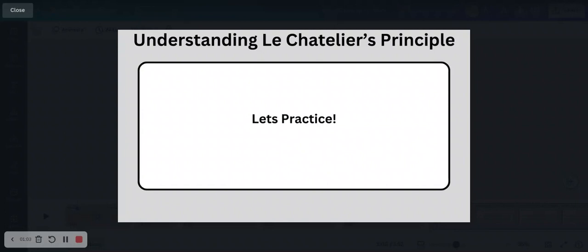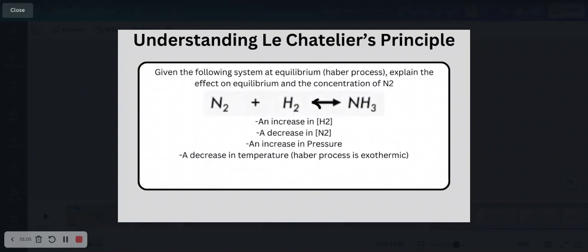So let's practice this. Given the following system in equilibrium, this is the Haber process, explain the effect on equilibrium and the concentration of N2 given all of these changes. Firstly, an increase in the concentration of H2. We need to use up this additional reactant, and to do that, we have to take some of the N2 as well to form NH3. So overall, the system will shift to the right, and the concentration of N2 will decrease.